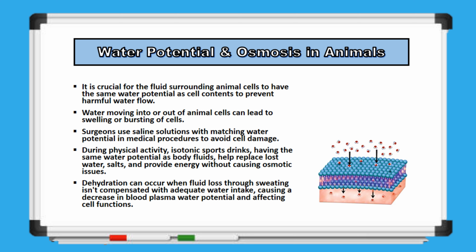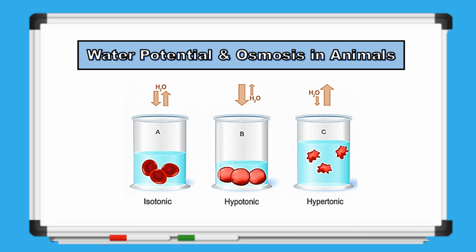The diagram on the whiteboard illustrates the movement of water molecules in and out of a cell. Here, the image illustrates the effects of different solutions on red blood cells, highlighting the concept of water potential and osmosis in animals. The whiteboard is divided into 3 sections, each showing red blood cells in a different type of solution. In the left section, labeled isotonic solution, the beaker labeled A contains a solution with the same water potential as the red blood cells. The cells retain the normal biconcave shape, with water molecules moving equally in both directions across the cell membrane.